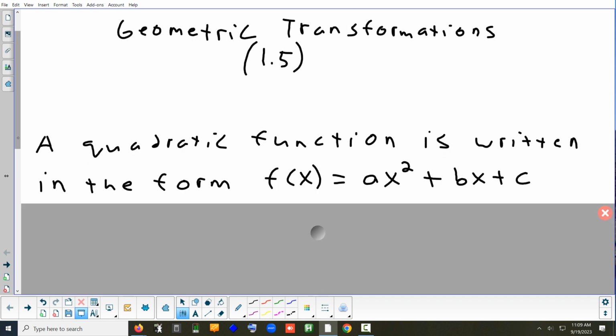Okay, so quadratics are written generally like that: ax squared plus bx plus c. Now, b and c can be any number that you want, and a can be any number you want except 0. Why can't a be 0? What would happen if it was 0?